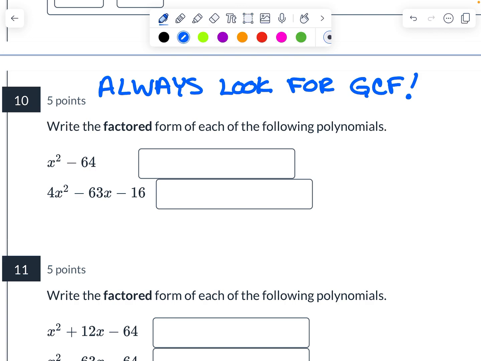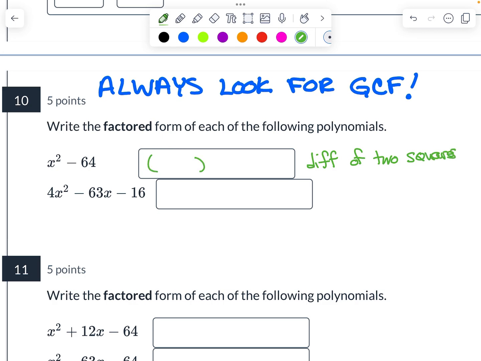What we have, because there are only 2 terms, is the difference of 2 squares.